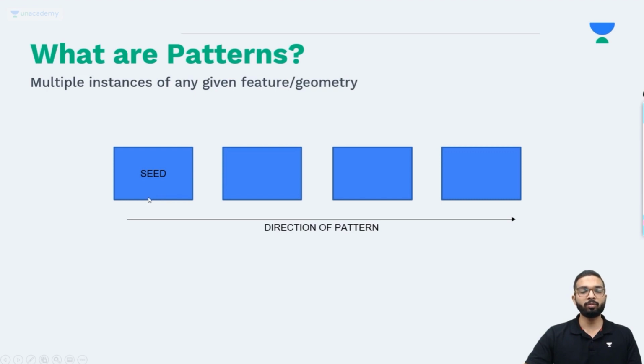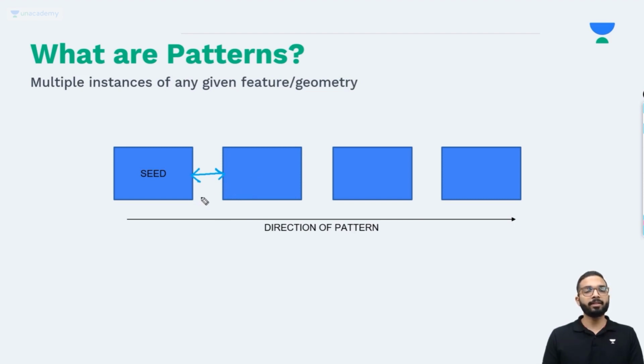Let's say you want to create these 4 rectangles. But instead of creating all of them individually and then defining them all over again, what we do here is that we create this first rectangle that will be called as a seed, and we create multiple instances of this seed. This is known as the direction of pattern. You can see that these rectangles are being generated in this direction. And also there is something known as spacing of patterns. The gap you can see here is known as the spacing of patterns. This is specified in order to create these instances at your desired dimension.